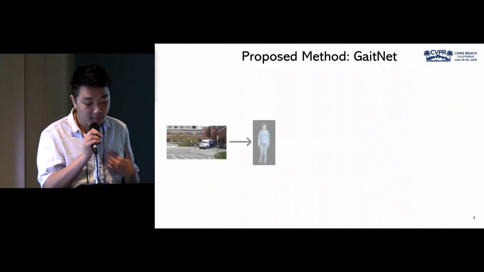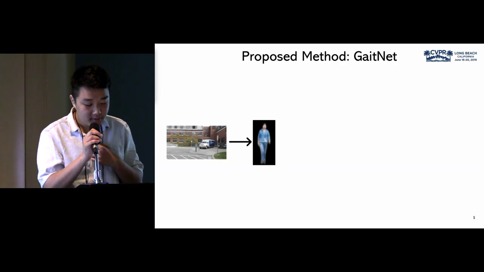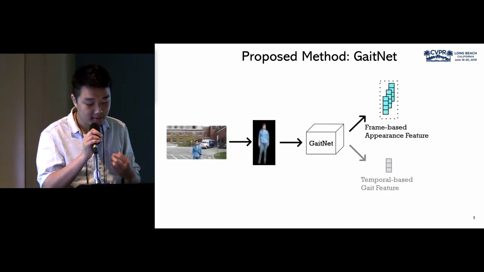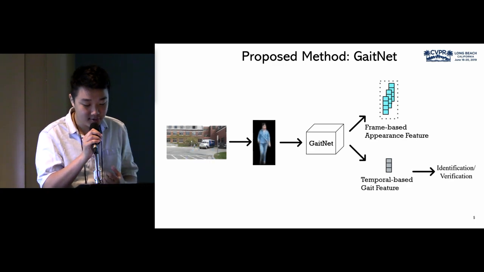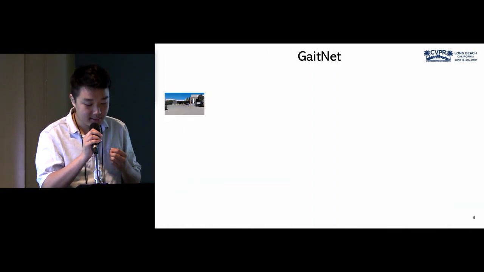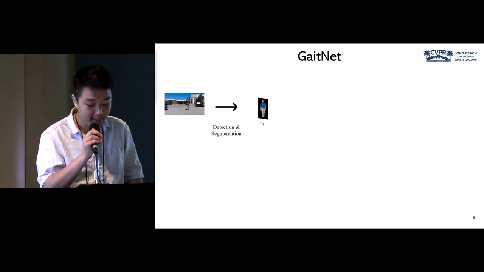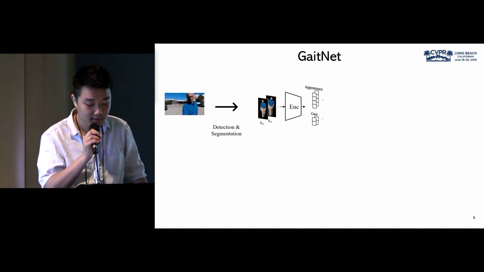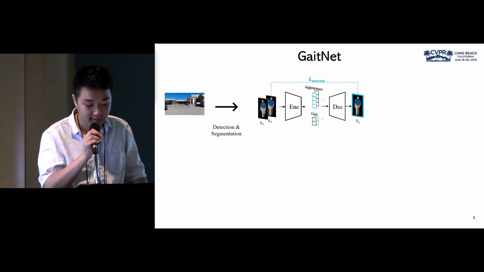Then let me introduce our work, GaitNet. First, we detect people from the original video. Then GaitNet extracts two disentangled representations, the appearance and gait, which are used to perform the recognition. Here are more details. First, we get appearance and gait features from frame I_t1 through the encoder. We do the same thing for another frame, I_t2. So the appearance of I_t1 and the gait of I_t2 can be sent into the decoder to obtain a synthesized frame, which should be very similar to I_t2.